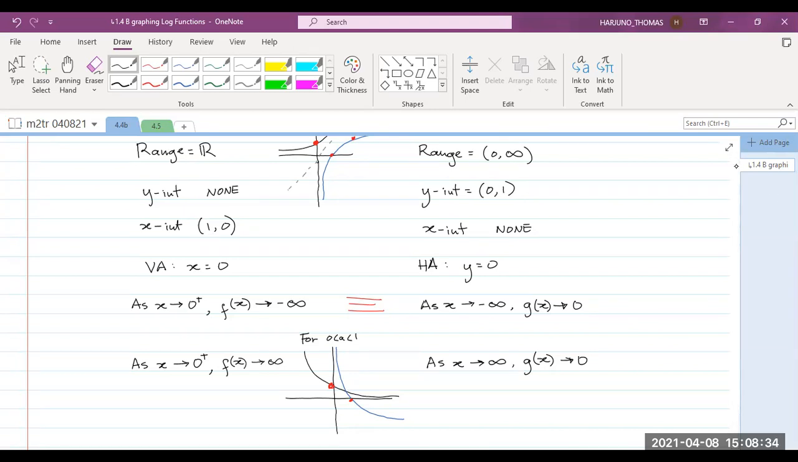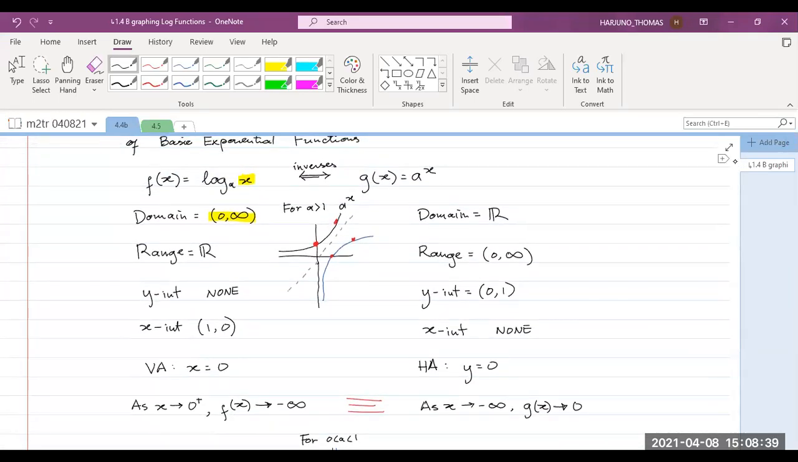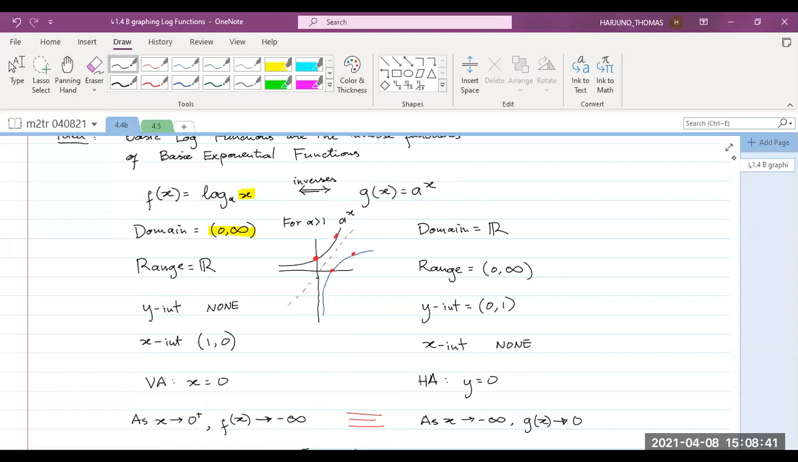But one thing is being maintained: if the base is greater than 1, both of them are increasing. Actually, if a one-to-one function is increasing, the inverse will also be increasing. If a one-to-one function is decreasing, the inverse will also be decreasing. That becomes one of the key steps in one tricky question that I may show you sometime in the future.